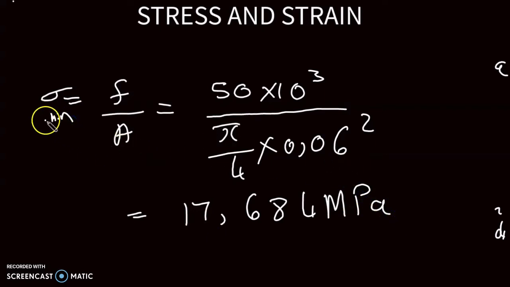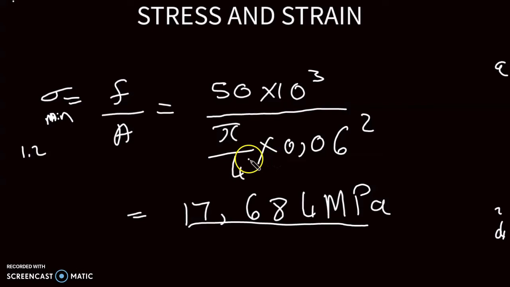stress. And if you compare the numbers, you can tell that this is smaller than the stress that we calculated in question number 1. This is 1.2. In 1.1, it was 31.831. Now we're having 17.684. This is the minimum stress. The one that we calculated in 1.1 was the maximum stress. And then we go to question number 1.3.